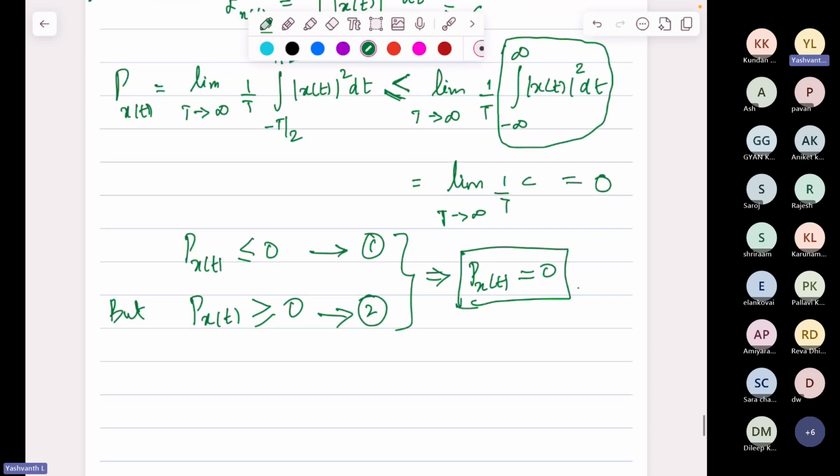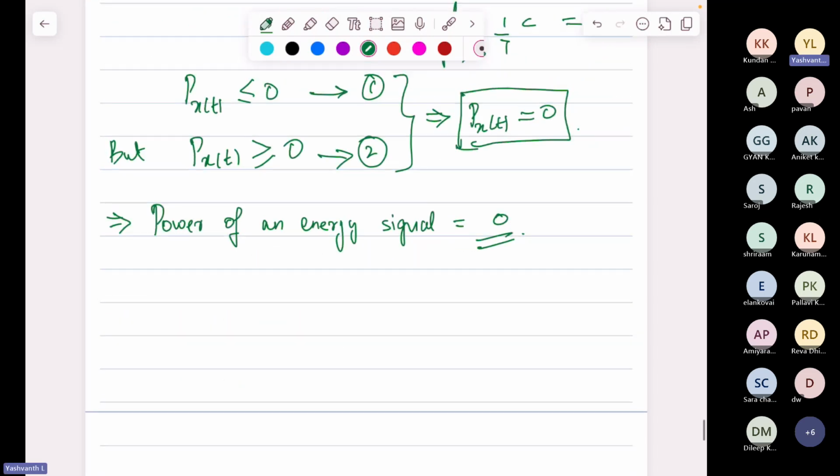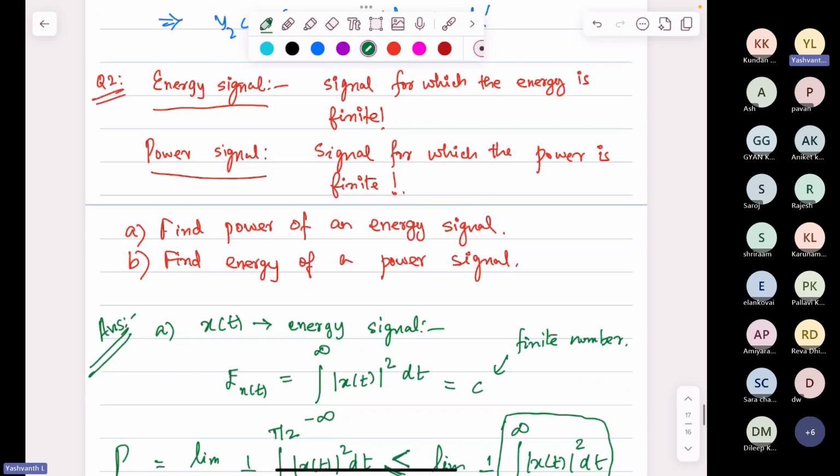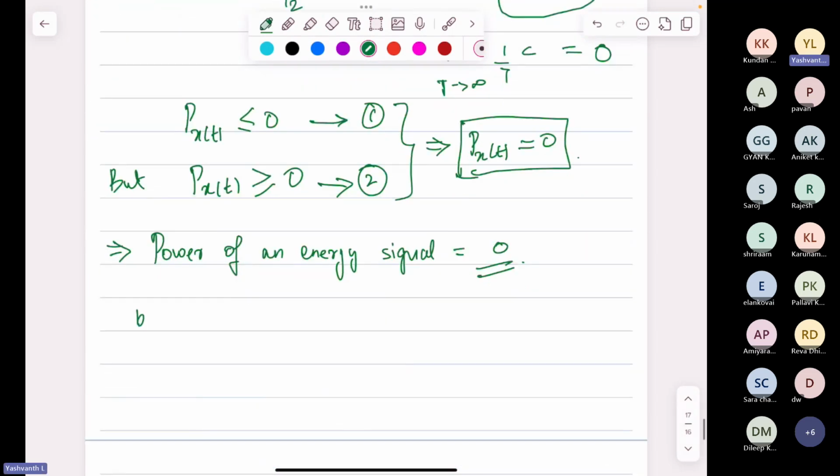So what does it mean? This implies that the power of an energy signal is equal to 0. Okay, so the power of an energy signal is equal to 0. Now let's similarly try to solve the other question: the energy of a power signal. Okay, so energy of a power signal.